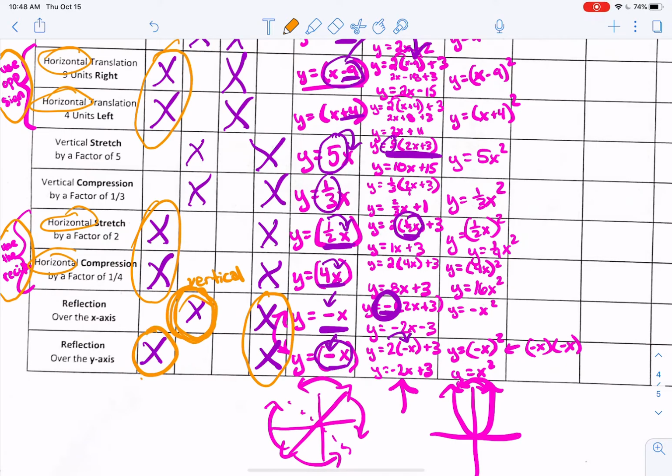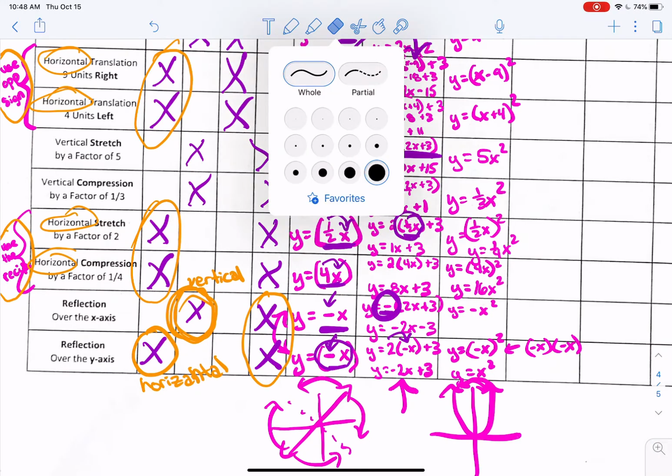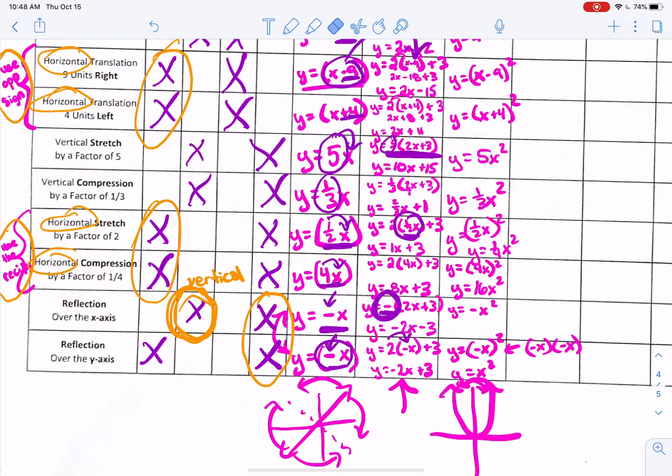Reflection over the y-axis has to do with horizontally translating it, or horizontal, there we go. I did not spell that right. Oh my. Horizontal. I'll just do, there we go. H-O-R-I-Z.